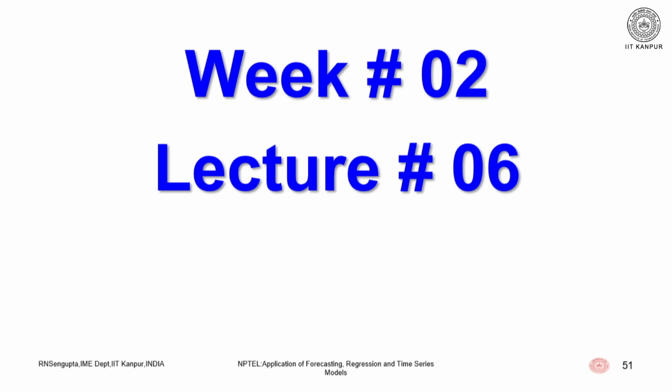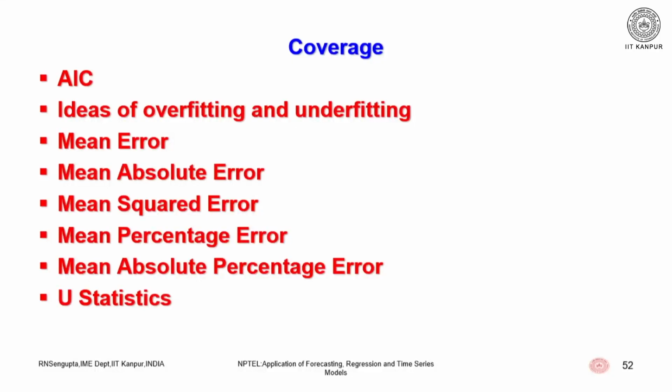This is the first lecture for week 2, hence lecture number 6, and the coverage would be AIC. What is AIC? I will come to the details. Ideas of overfitting and underfitting, and what the problem is. We will consider different metrics such as mean error, mean absolute error, mean squared error, mean percentage error, mean absolute percentage error and U statistics. Any coverage left after the 6th lecture will continue in the 7th one.